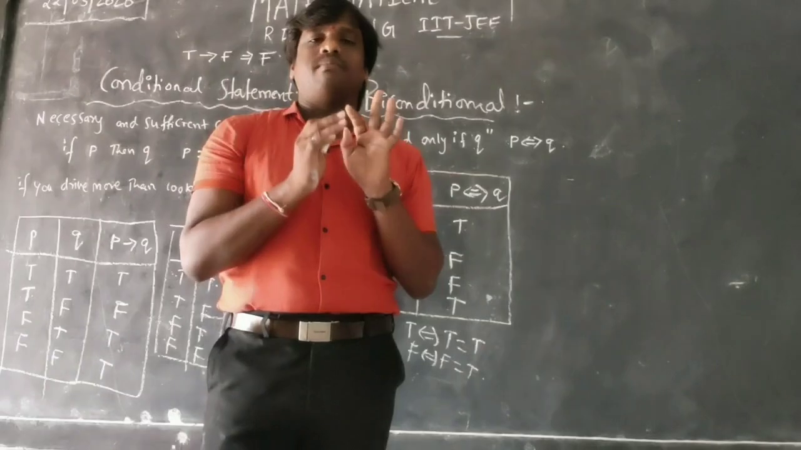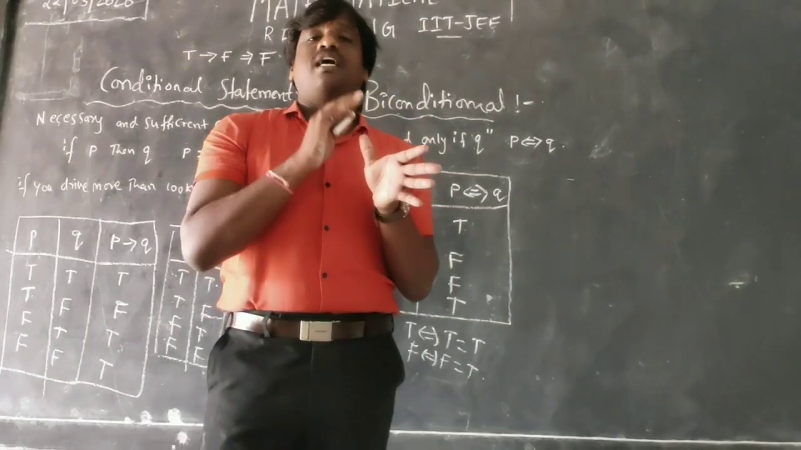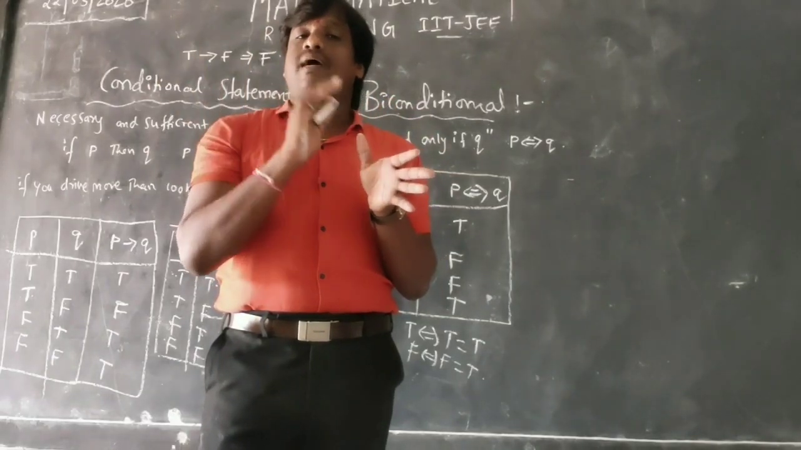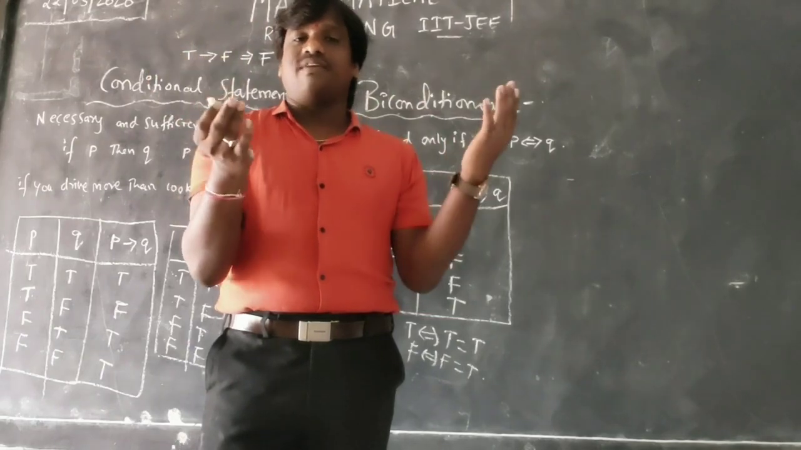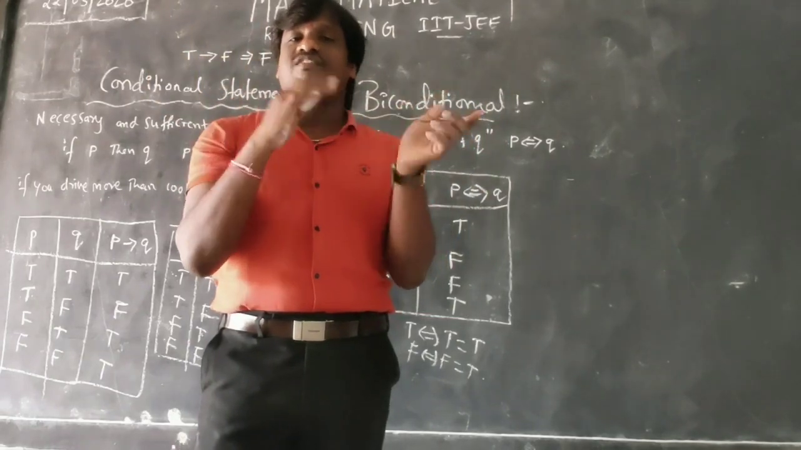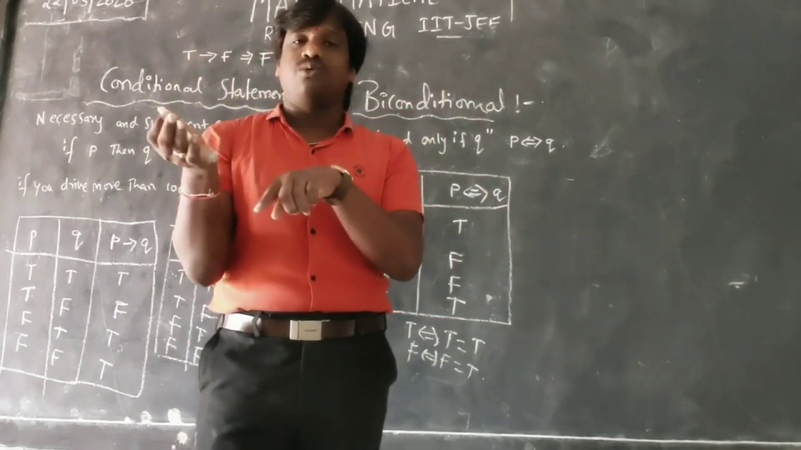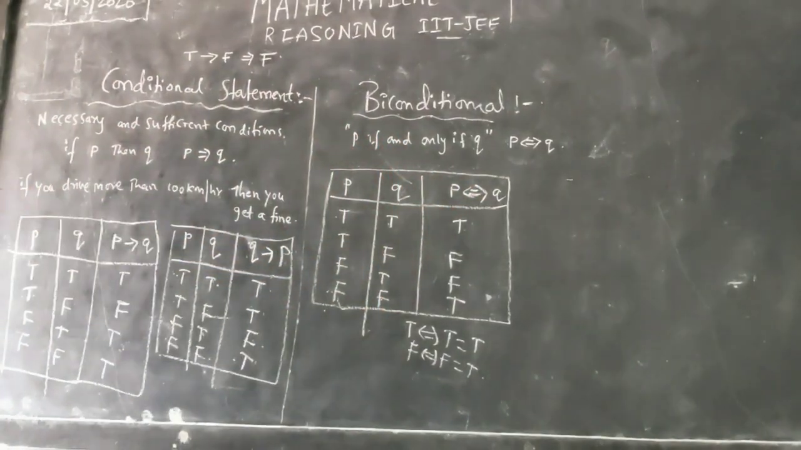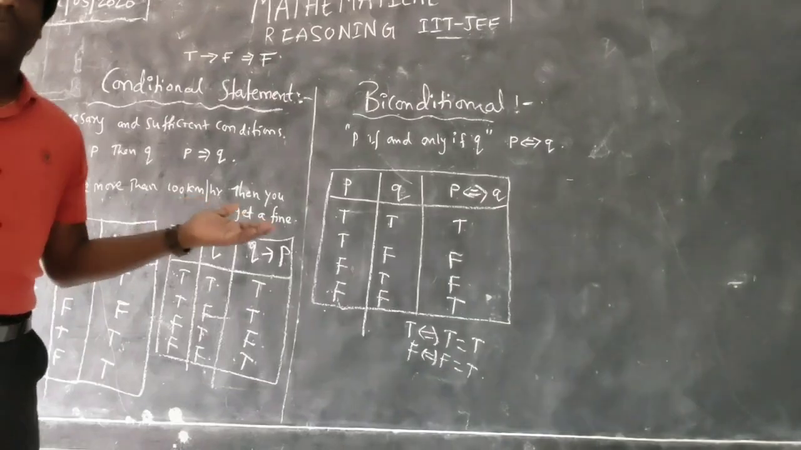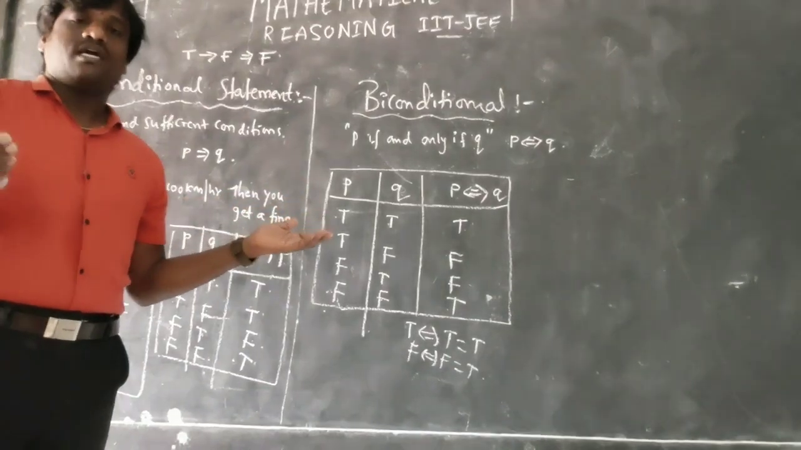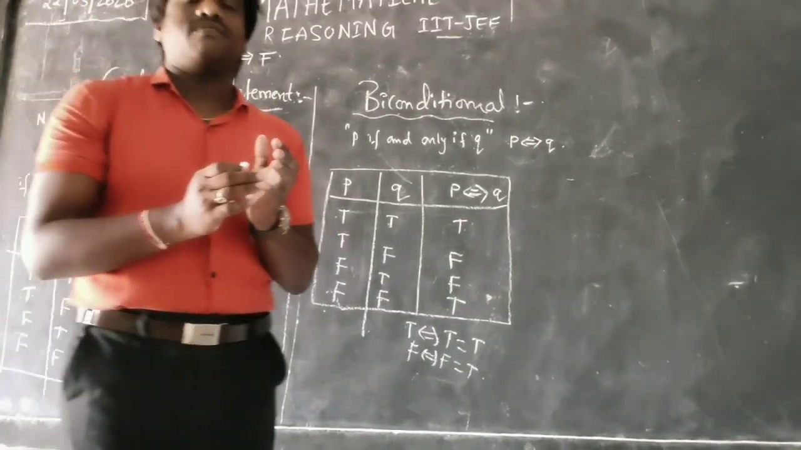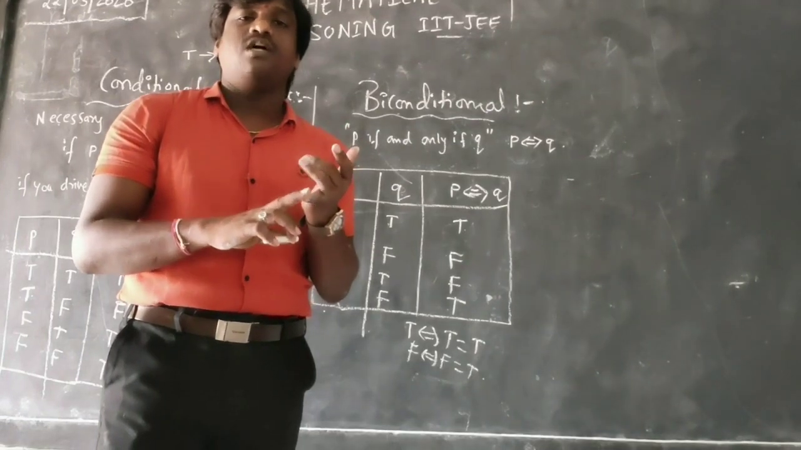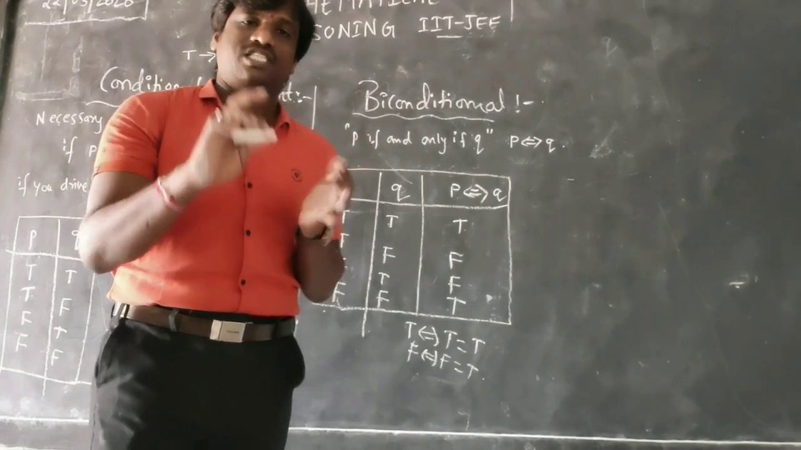And biconditional is two conditionals. Plus into plus is plus, minus into minus is plus. In the same way, true, true is true, false, false is true, and the remaining times it is false. You just have to remember these four conditions, then we can do the problems very easily. We will do some problems asked in 2020 and 2019 in the next lecture.